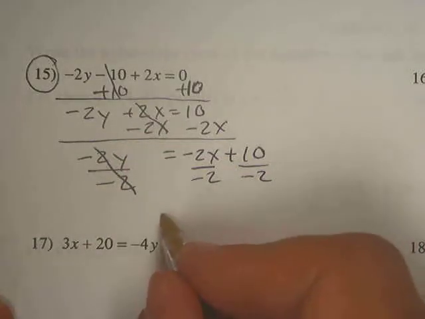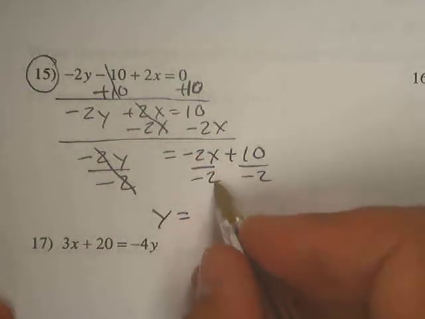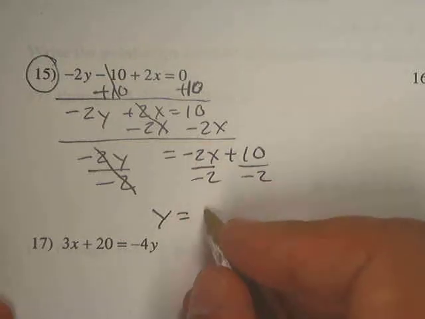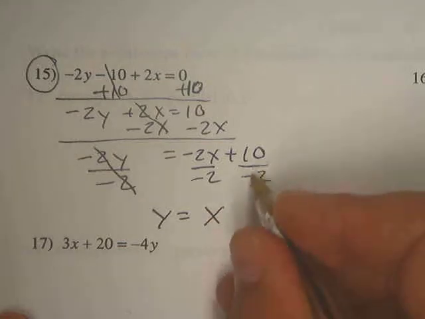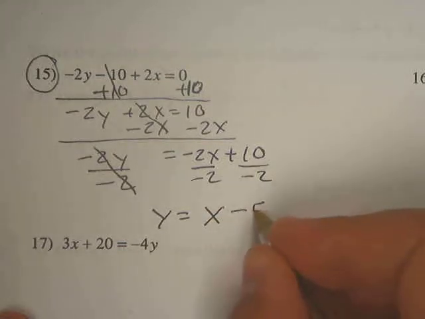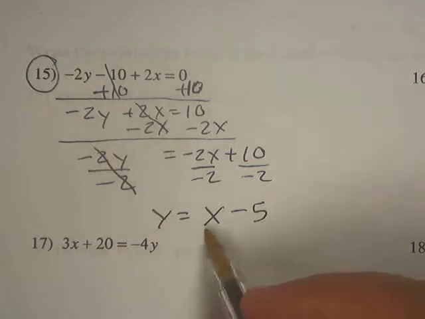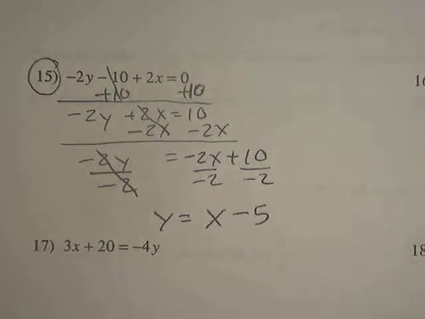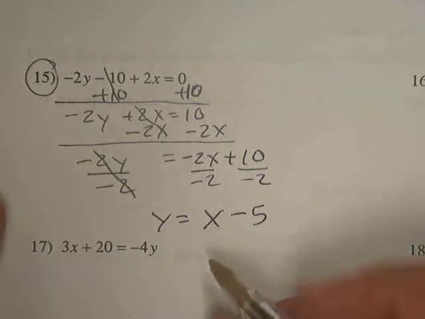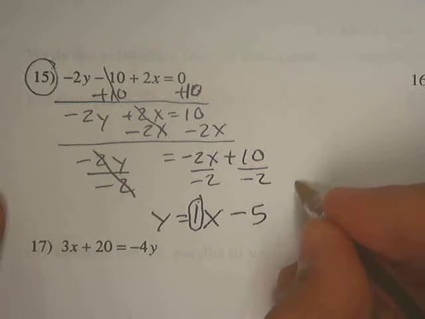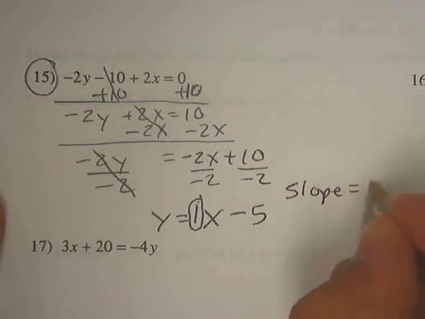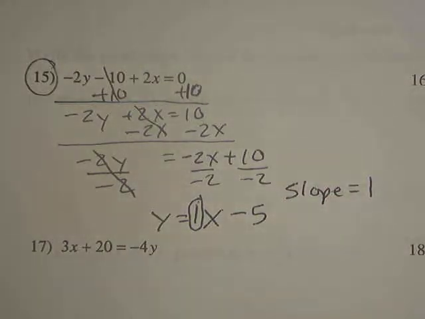Now, to solve for y, I divide by negative 2. Negative 2's cancel out. I have y is equal to negative 2 divided by negative 2 is just 1. So that's 1x. 1x is just written as x. 10 divided by negative 2 is negative 5. So my equation is y equals x minus 5. Now in this case, again, x is by itself. So that means 1 is the coefficient. So the slope equals 1.